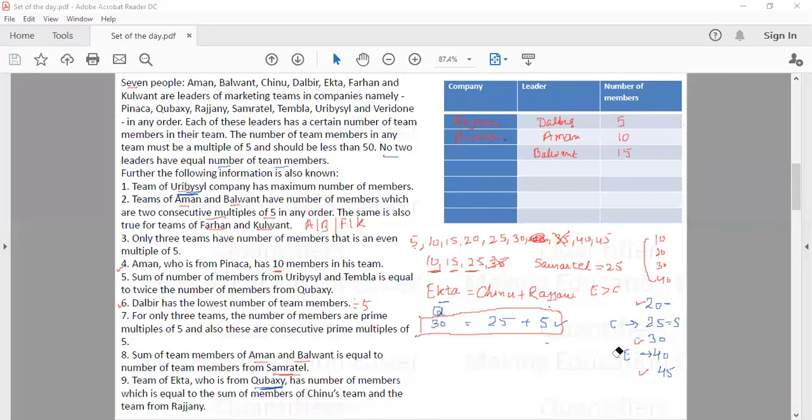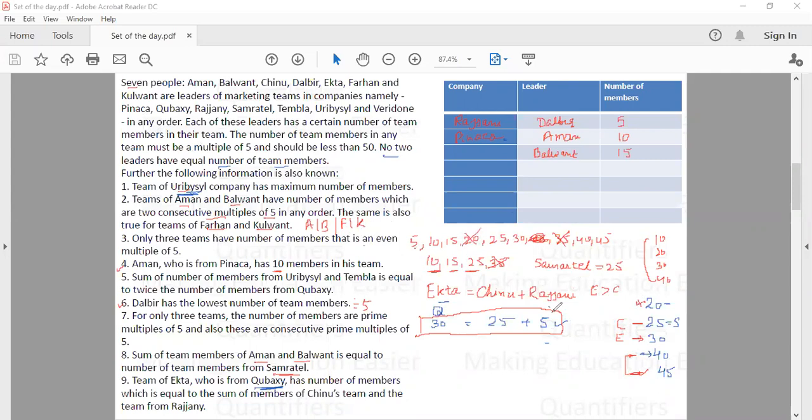Let me erase this part also. Now, this team of 25 members goes to Chinu. This 30 members team goes to Ekta, right? Now again we need to arrange Farhan and Kulwant. So obviously Farhan and Kulwant can be consecutively arranged right here at 40 and 45. Only this is the possibility where these two people can be arranged. That means 20 cannot be the number of members in any person's team.